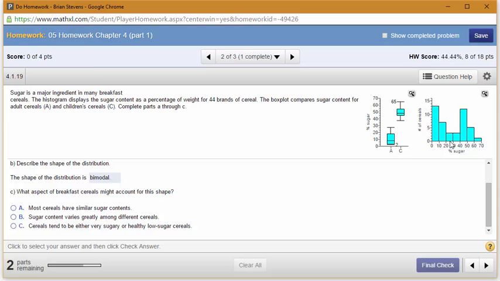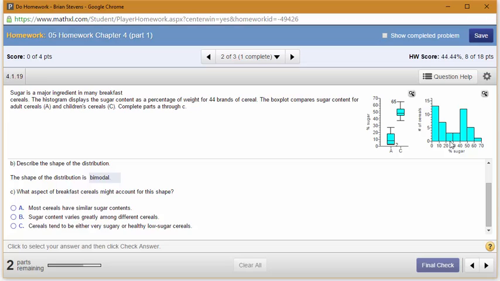What aspect of breakfast cereals might account for this shape? So most cereals have similar sugar content. Not really true because we have adult cereal and children's cereal, and it's not like most have similar sugar content. There's two different types of brands. Sugar content varies greatly among different cereals.